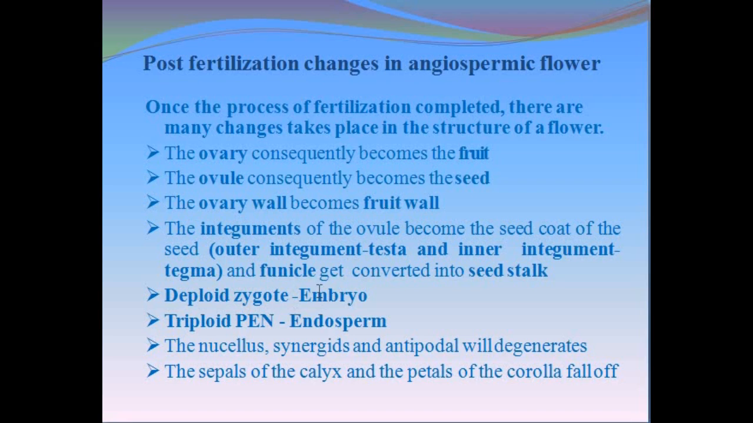Diploid zygote, which is a product of fusion of one of the male gametes with the egg nucleus, gets converted into an embryo, and triploid PEN, primary endosperm nucleus, which is a product of fusion of two polar nuclei with one of the male gametes, results in formation of endosperm. And the nucellus, synergids and antipodals will degenerate. The sepals of the calyx and petals of the corolla will fall off. These are some of the post-fertilization changes taking place after double fertilization.